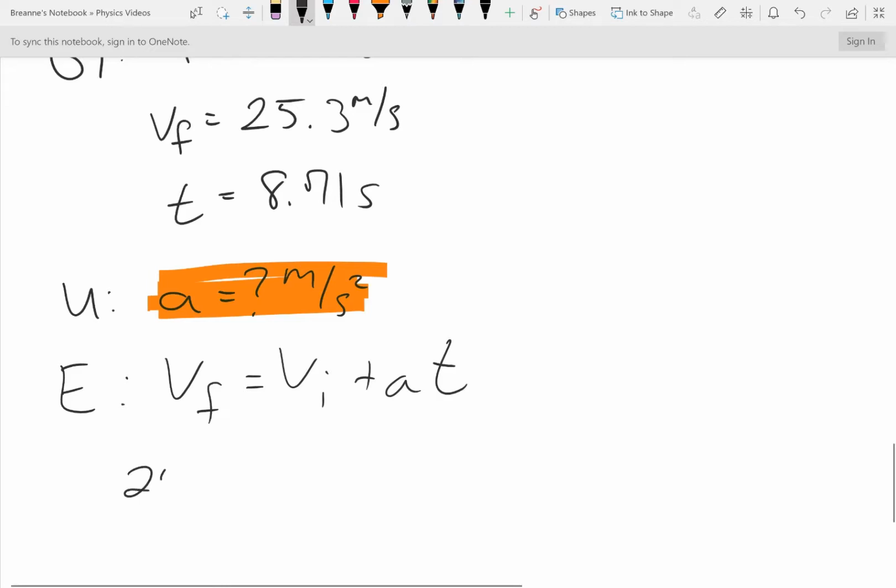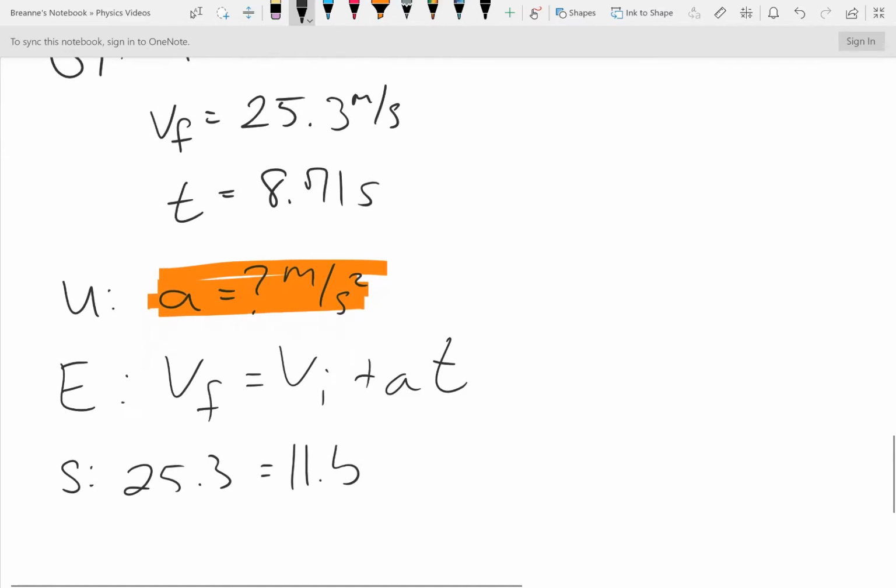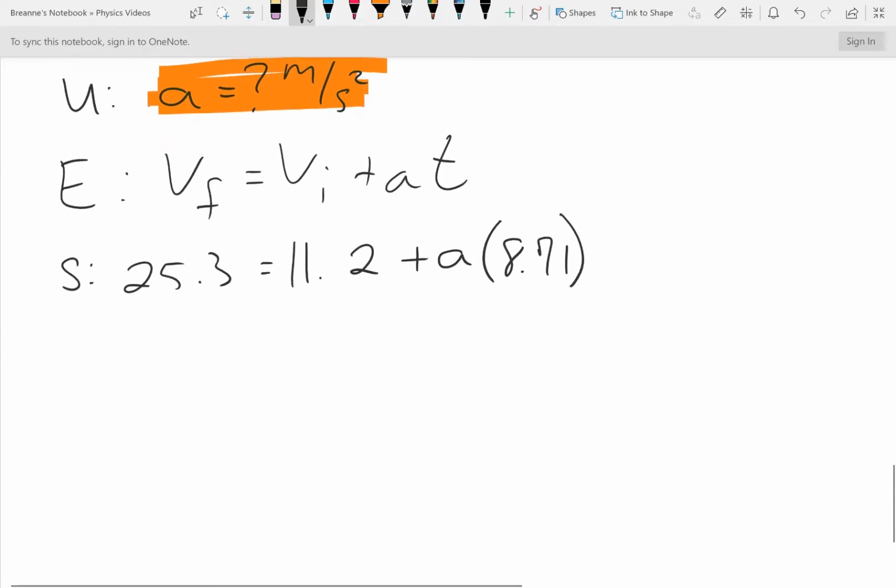Our v final is 25.3. We're just substituting at this point in time. Equals our initial, which is 11.2, plus, we're looking for the acceleration, a, times your time, 8.71. We are done with physics. We're doing algebra at this point in time.